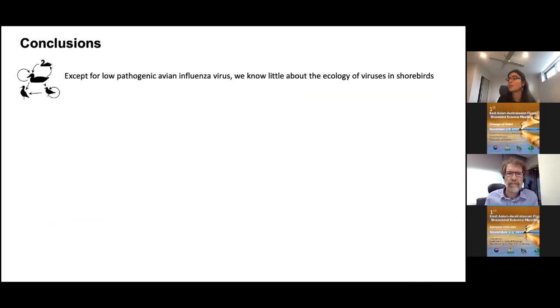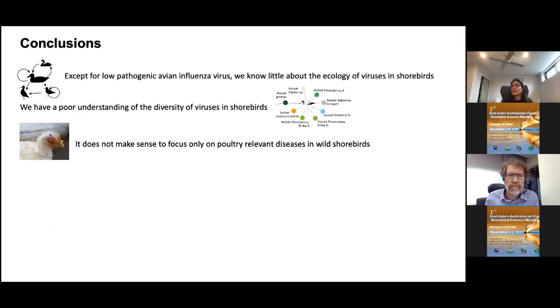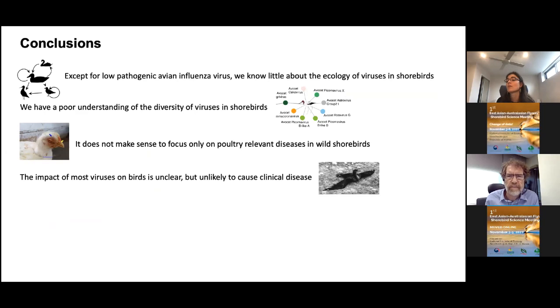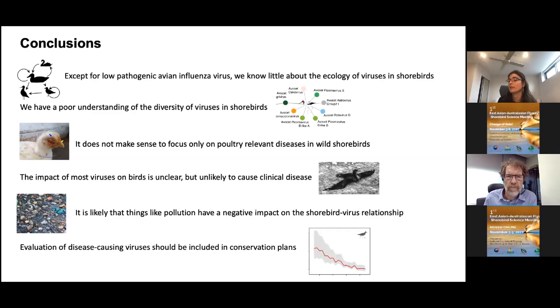So in sum, with the exception of low pathogenic avian influenza virus, we know very little of the ecology of viruses in shorebirds. We have a very poor understanding of the diversity of viruses found in shorebirds. This ties into the next point, where it does not necessarily make sense for us to continue focusing only on poultry-relevant viruses in shorebirds. And of the viruses we find, the impact on shorebirds is extremely unclear, but the vast majority probably do not cause clinical disease. And things like pollution may have a negative impact on the shorebird-virus relationship.